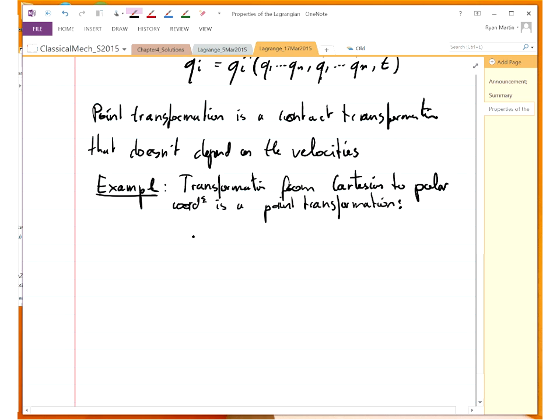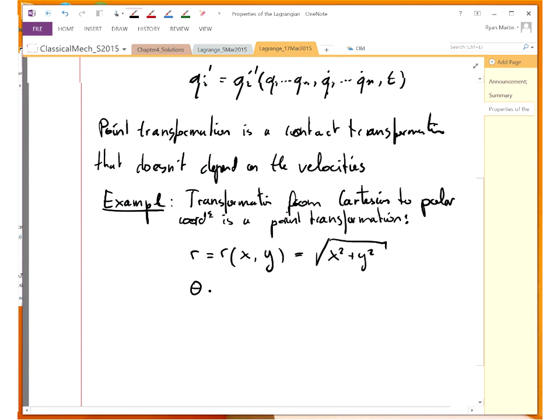So in 2 dimensions, that transformation would be r. In polar coordinates, that's like the q prime. It depends on the Cartesian coordinates x and y, and it's given by the square root of x squared plus y squared. Right? That's how you go from Cartesian to polar coordinates for the radius. And similarly for the angle, it's the inverse tan of y over x.